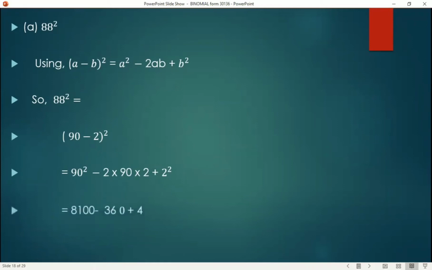90 multiplied by 90 is 8,100. 2 times 90 times 2 is 360. 2 times 2 is 4. So final answer, 7,744.